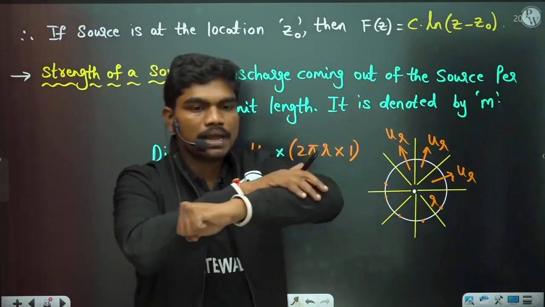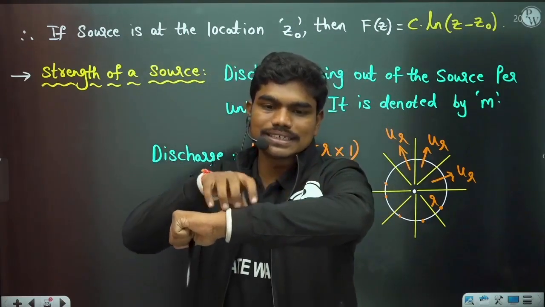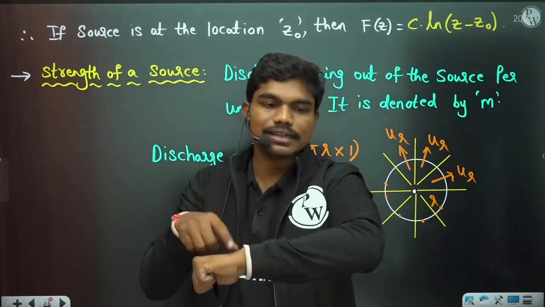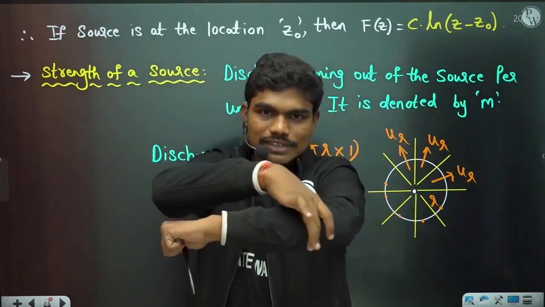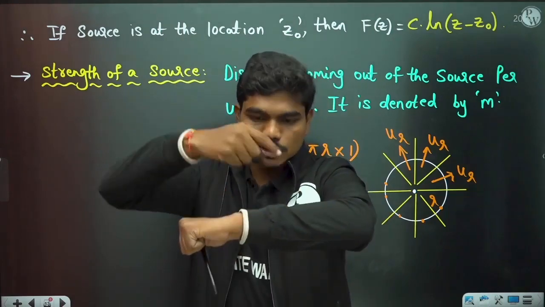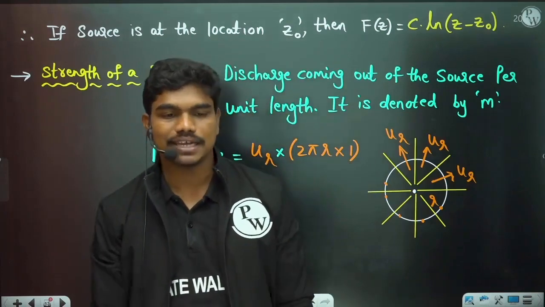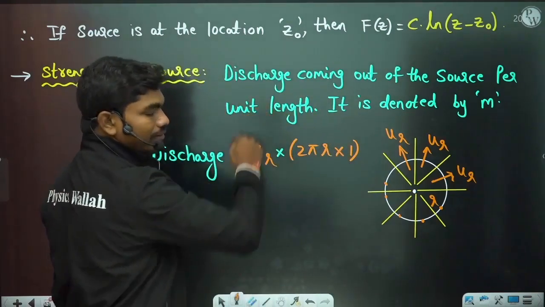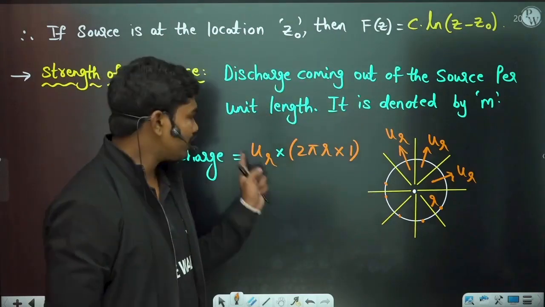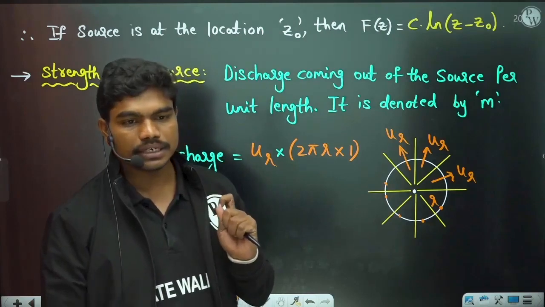Let us suppose there is a pipeline like this, and fluid is coming out from this pipe in all the directions. If the length of this pipe is 1 unit, how do you calculate the discharge? The velocity with which the fluid is coming out, into the surface area which is available. So 2 pi r is the circumference, multiplied by the length gives you the flow area. So 2 pi r into 1, because we have considered per unit length, and this is the radial velocity. Clear?